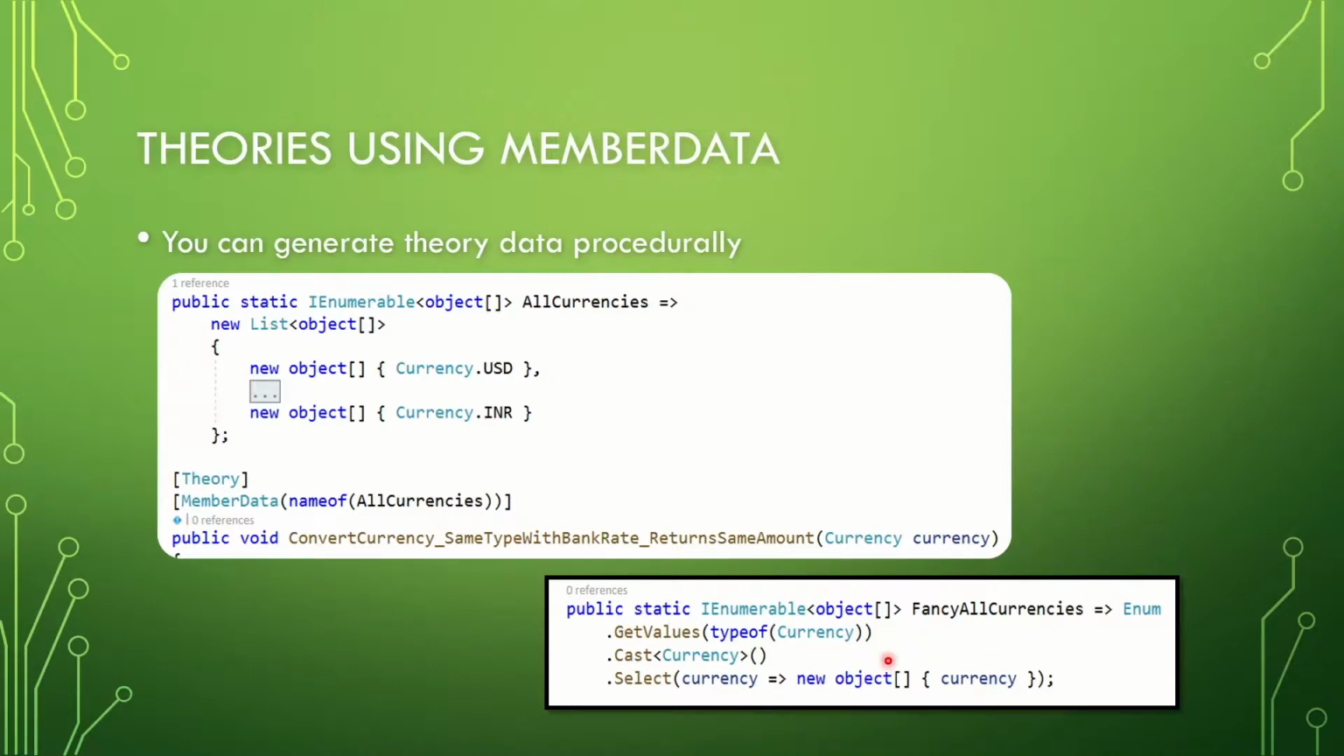back to the appropriate currency type. And then I'm going to put each of those individual currencies into an object array of size 1 with that currency. This does exactly the same as what we had over here, but has the added benefit that when someone comes along later and says, time to add another currency to the Currency enum, this code is going to automatically be able to pick that up.